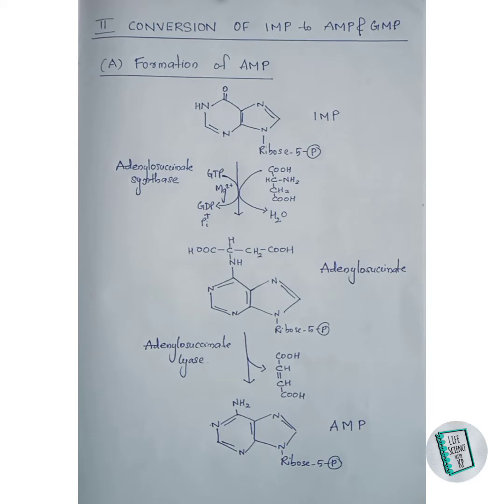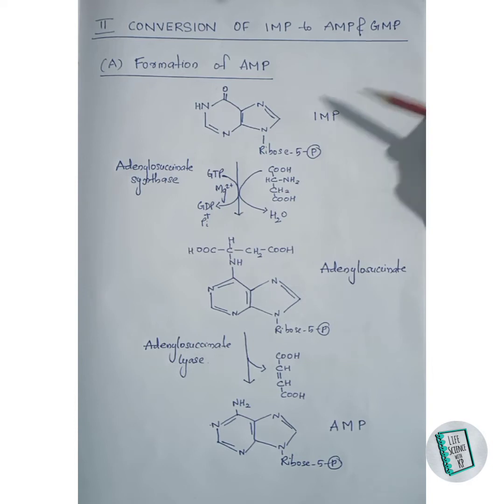Today we will be discussing the rest of the pathway for the synthesis of purine nucleotides. In the last video, we have seen the formation of IMP. Now, in this video, we will be looking at the formation of AMP and GMP. First of all, we will be looking at the formation of AMP from IMP.